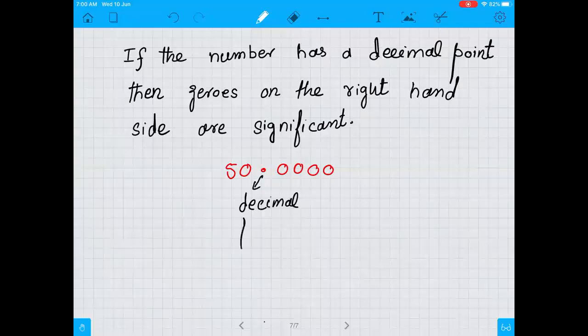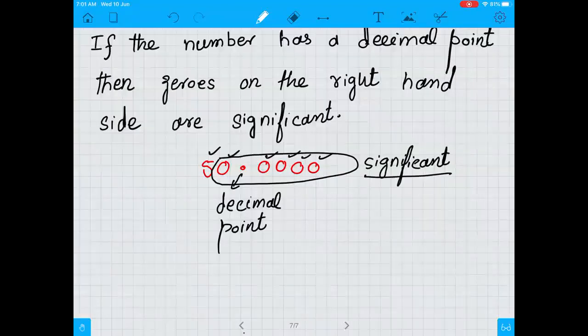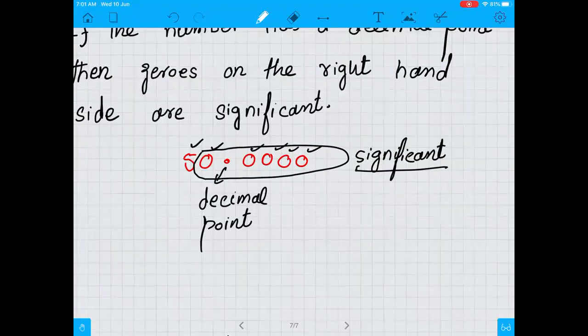Now because of this decimal point, all the zeros are significant. All these zeros were given by the instrument, so all of them are significant. The zeros that you write in a decimal point number on the right hand side are given by the instrument, otherwise you will not write them.